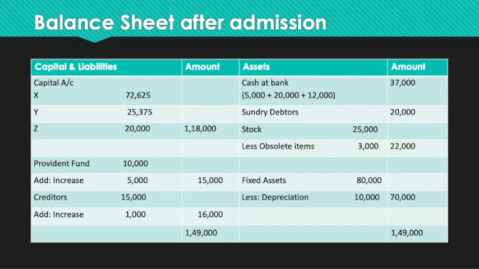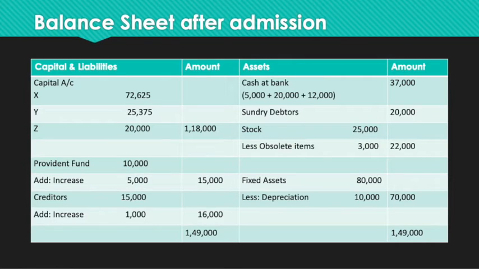Now finally we come to the balance sheet, which will be showing the treatment of all assets and liabilities after the revaluation has taken place. Now you can see the cash balance given in the question was 5,000. So cash at bank 5,000 plus 20,000, that was the capital brought in by the new partner Z, plus 12,000, that is the premium for goodwill brought in by Z. So the total becomes 37,000.